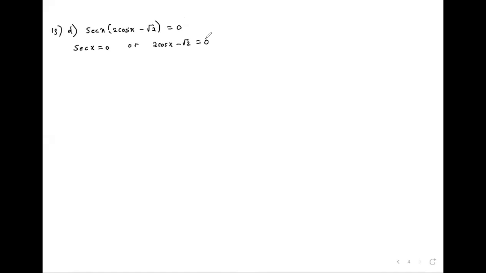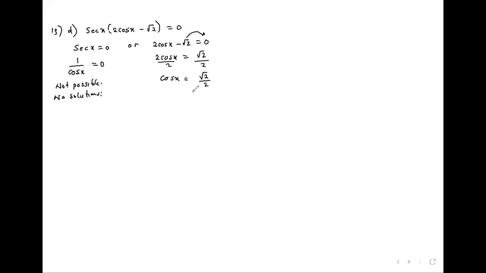But sec x, this guy is 1 over cos x, is equal to 0, which is not possible. So no solution from this. Then the other side, we have 2 cos x is equal to √2, divide by 2, we get cos x is √2 over 2.